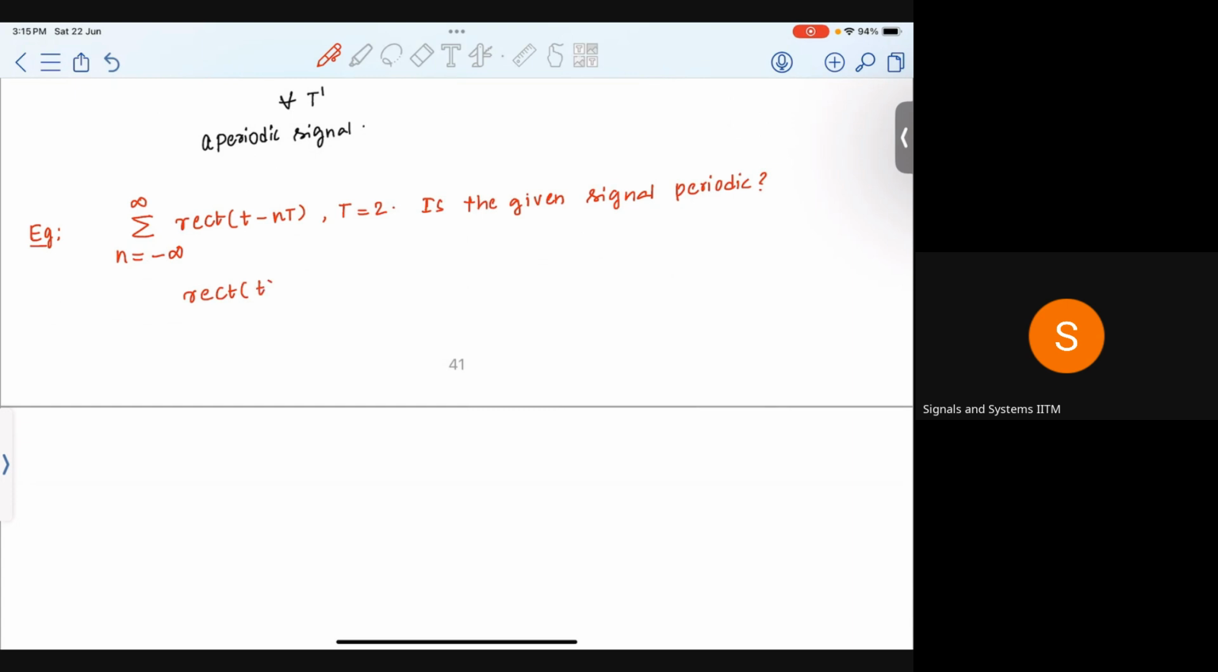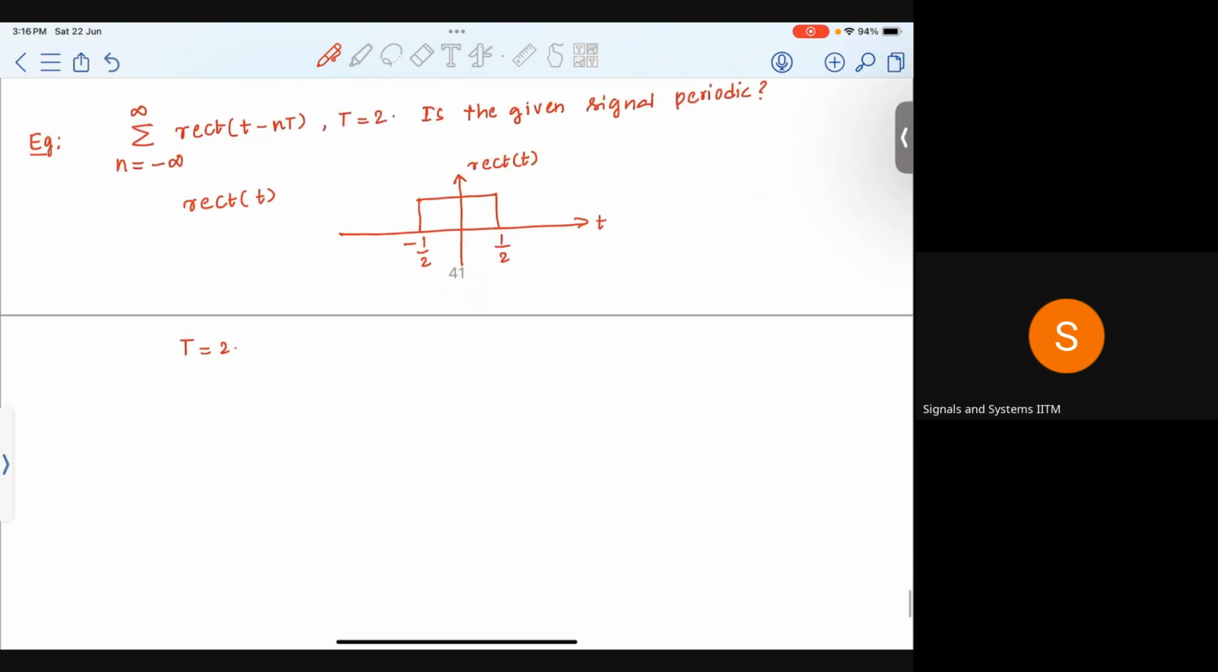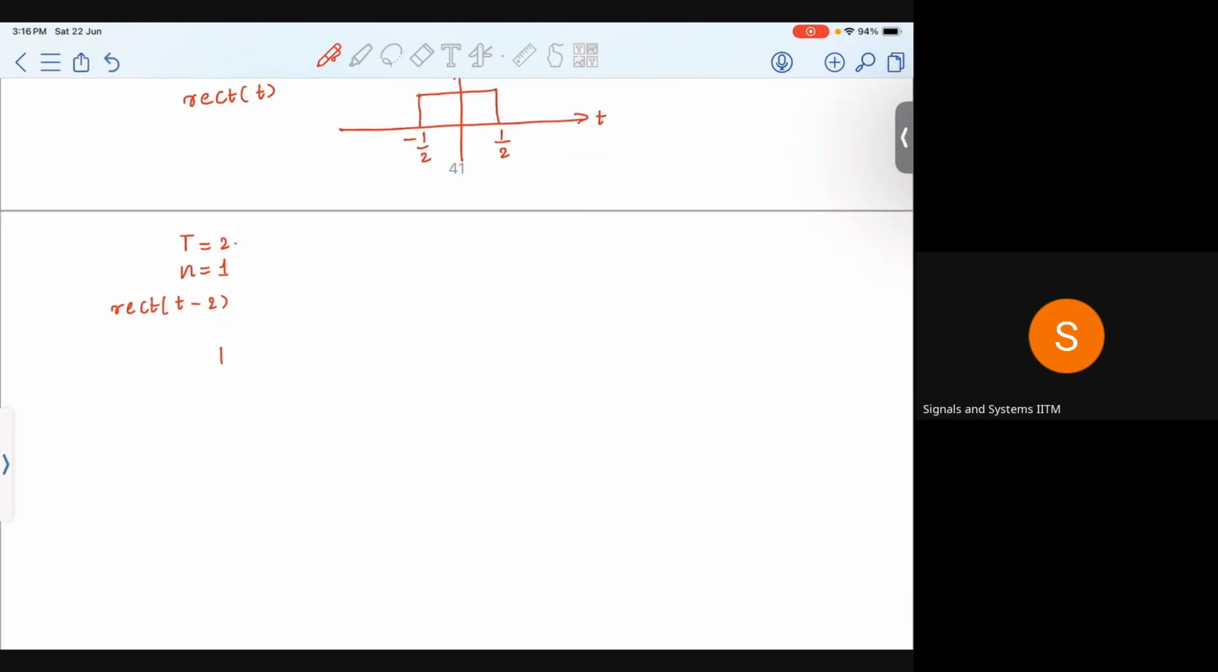So what is rect of t? The rectangular function is defined as a box from minus half to half. We have t here. This is rect of t. Now given T equal to 2, for n equal to 1, what is rect of t minus 2? Remember the shifting operation. So how do we do that?